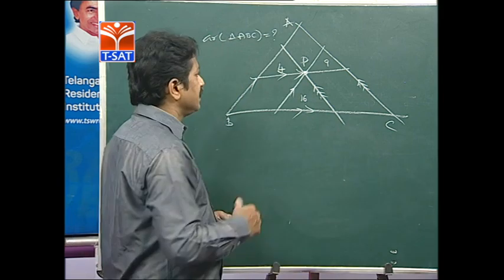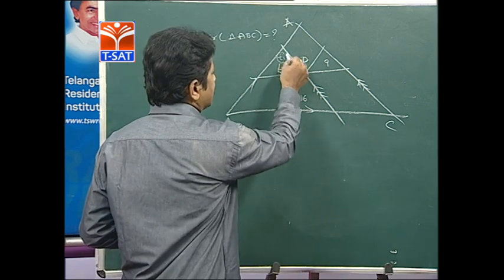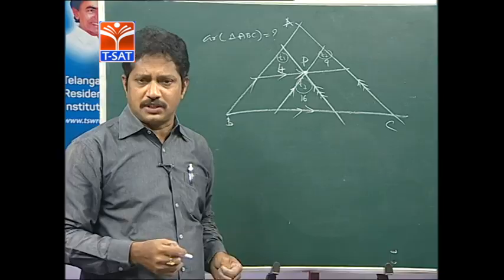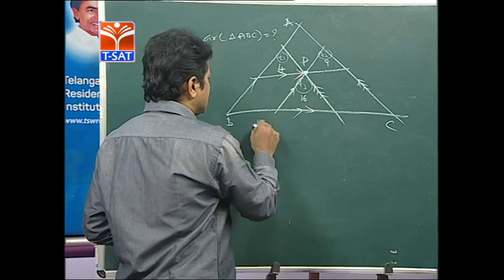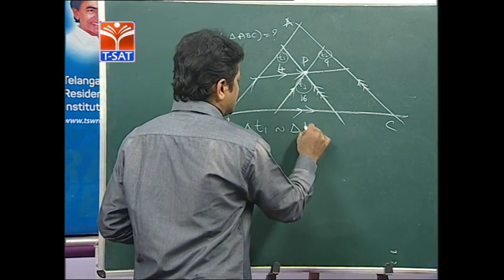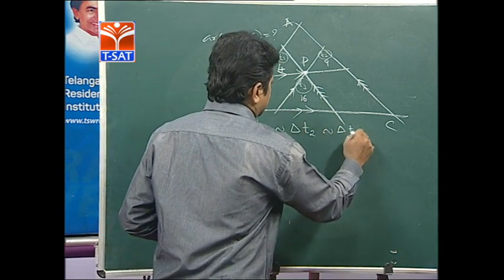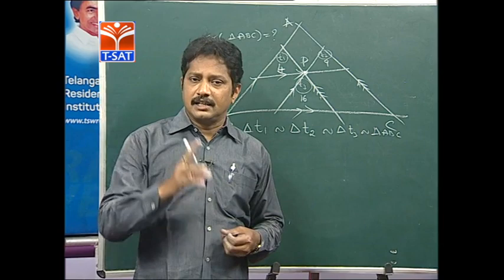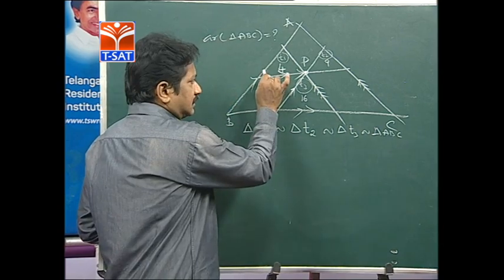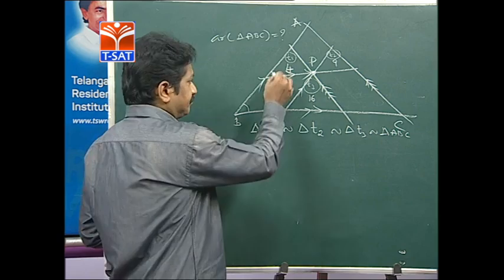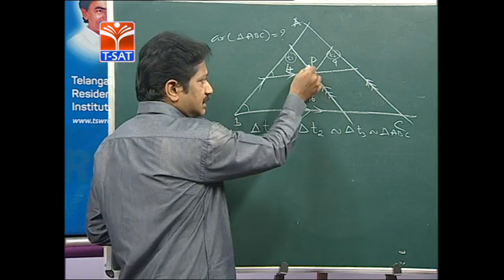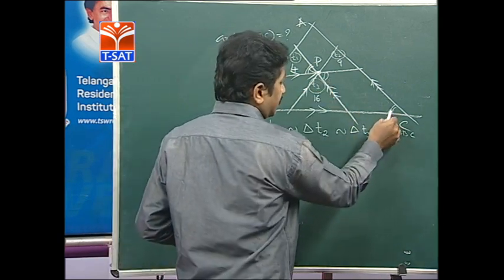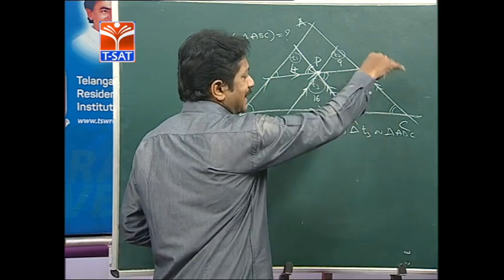Am I correct? Okay. So see, I am naming this triangle T1, this one T2, and this T3, for our convenience. So it's very clear, triangle T1 is similar to triangle T2, which is similar to triangle T3, and which is similar to triangle ABC. Am I correct? How are those three or four triangles similar? Can you assume it? This angle equal to this angle, correct? These two are parallel, so corresponding angles. This angle equal to this angle, vertically opposite angles. This angle equal to this angle, as they are opposite angles of the parallelogram.